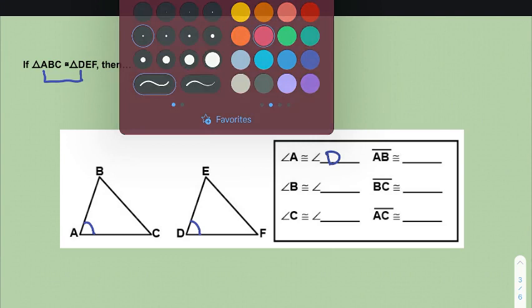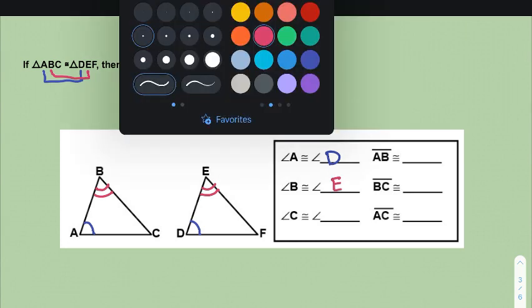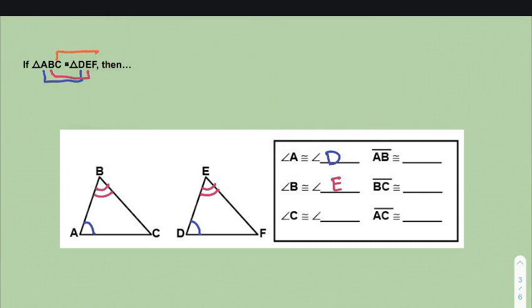Moving along the line here, we can then say, well, angle B is going to line up with E, so angle B corresponds to angle E. And our last letter would be that C lines up with F. There we go. All right, so the angles line up. So whatever arrangement of the letters, we need to pay attention and line up those letters accordingly.